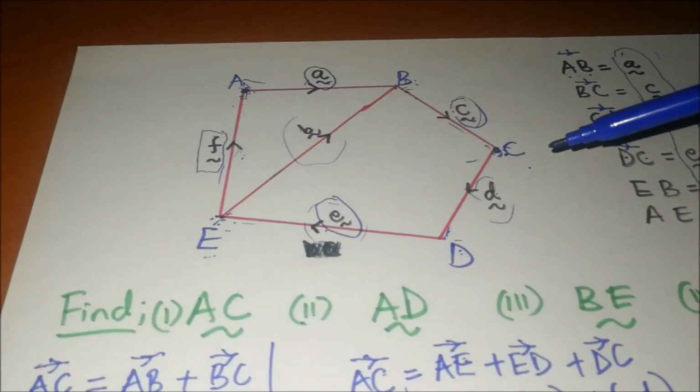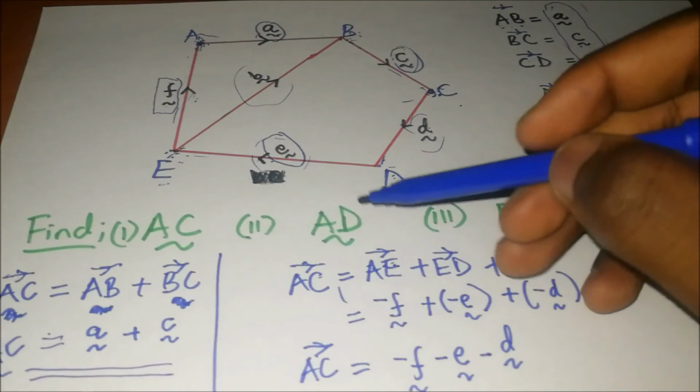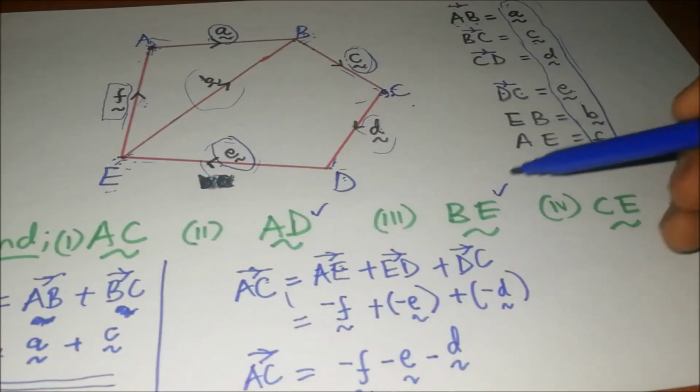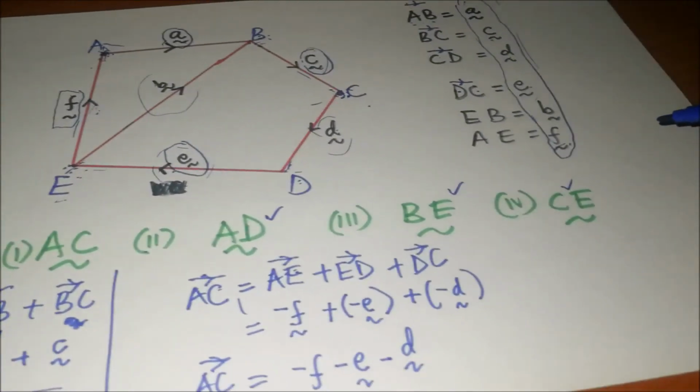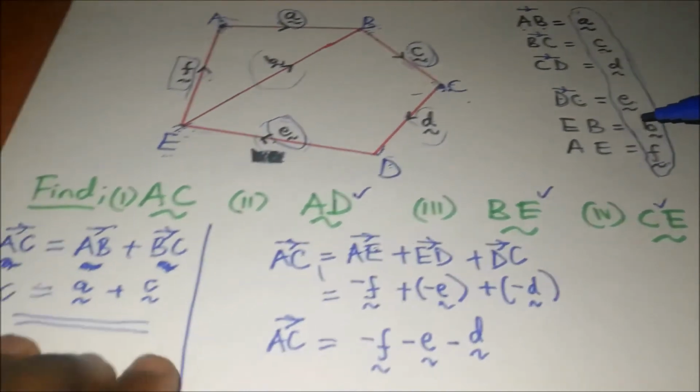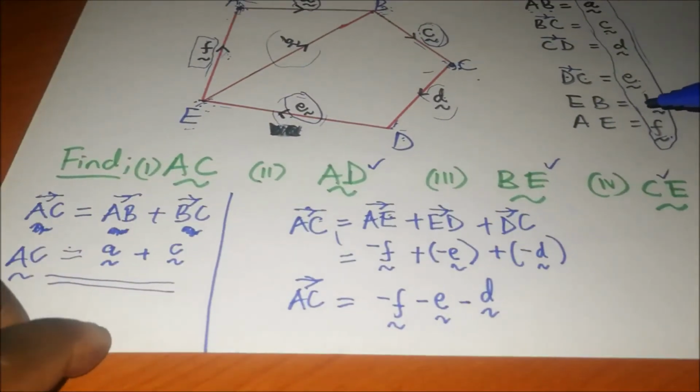So with that kind of simple illustration, I'm sure you can find AD, BE, CE. You can try those ones out. So that is basically how we find them.